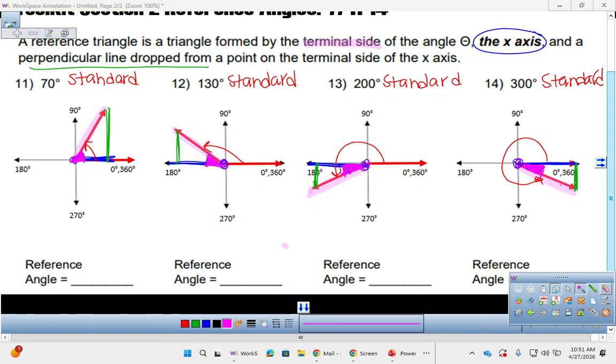So like Will said, you can see this red line here is tracing the same image as the pink is. So red is here to here, and pink is here to here. That's the same thing. So the reference angle is the same as the standard angle if you're in quadrant 1, okay? So if my standard angle is 70, then my reference angle is also 70. That works for that one.